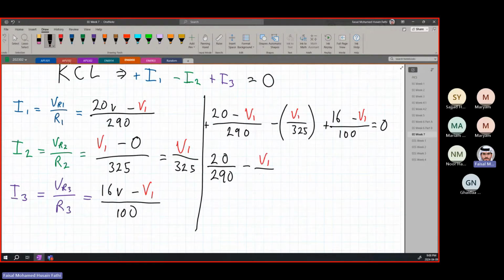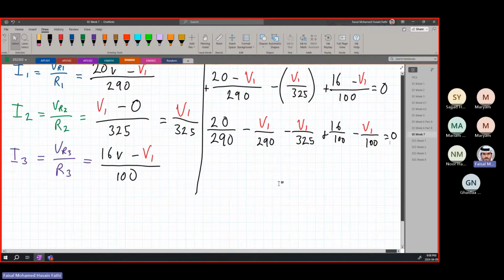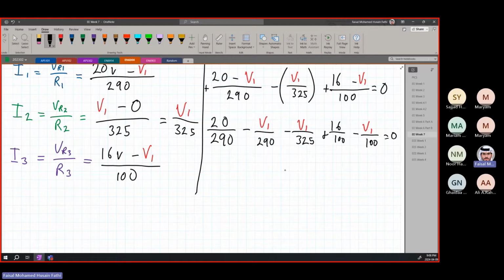So it's going to be over 290, then minus V1 over 325, plus 16 over 100 minus V1 over 100. And then equal to 0. Here, the calculator is your best friend. Let's group up the 20 over 290 plus 16 over 100. All right. Now we're going to get a value of 166 over 725.